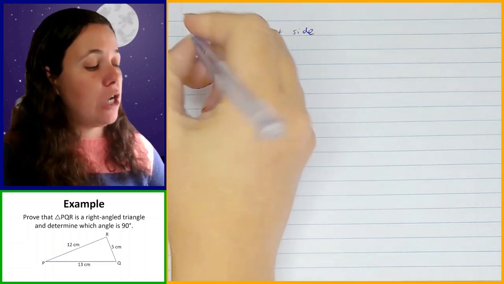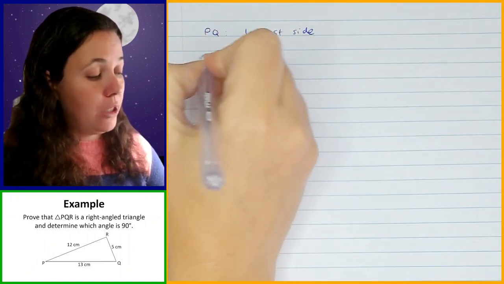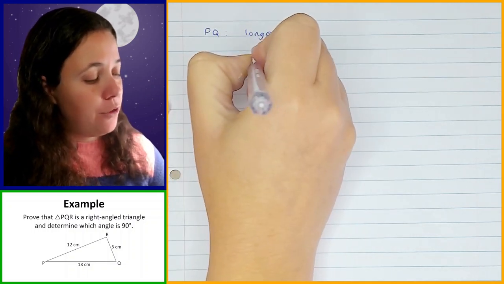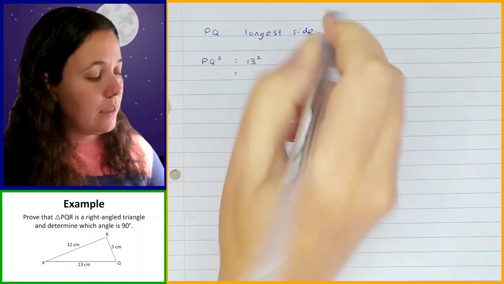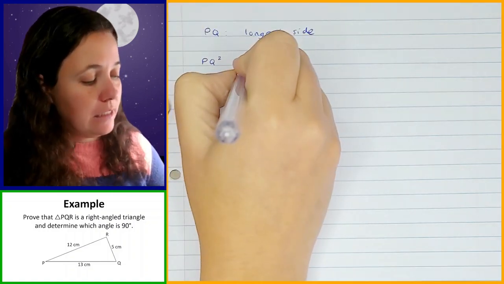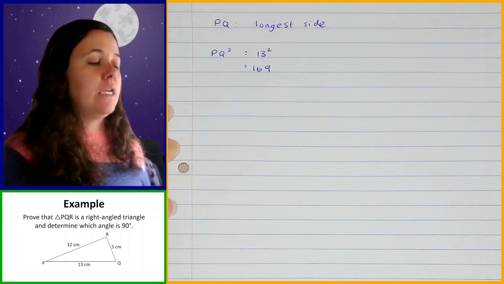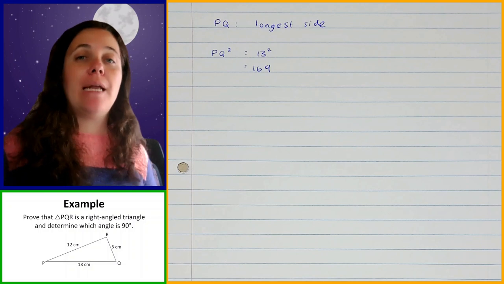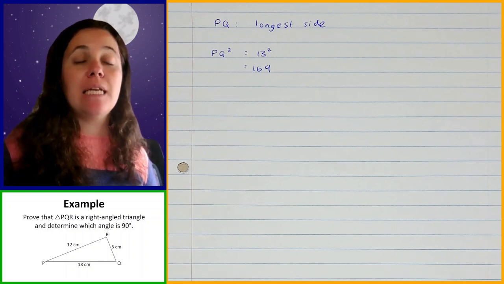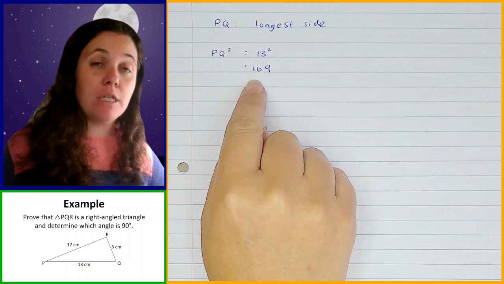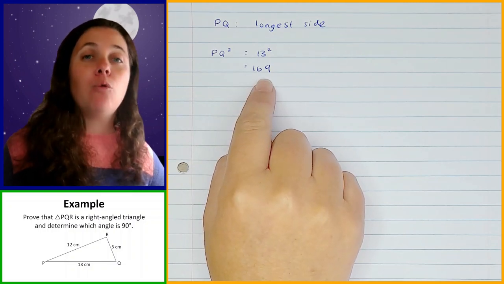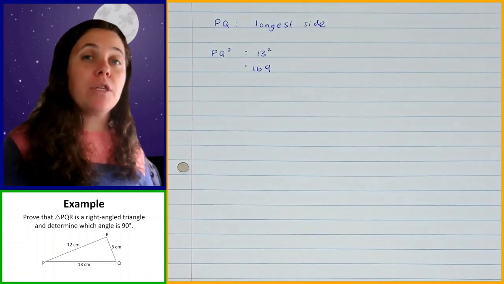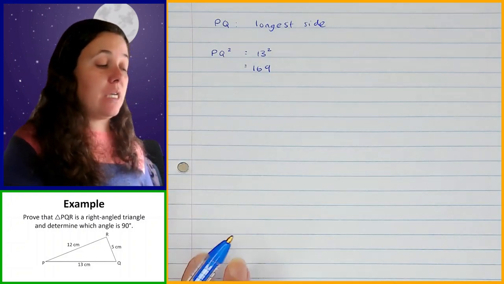So what I'm going to do is work out the square of PQ, which is the longest side. So that's going to be 13 squared. Okay, so 13 squared is 169. Now the next thing I need to do is find the squares on the other two sides of the triangle and add them up. Because remember, Pythagoras' theorem says that the square on the hypotenuse, which is this over here, that's 169, will be equal to the sum of the squares on the other two sides. So let's find out what the sum of the squares on the other two sides is.